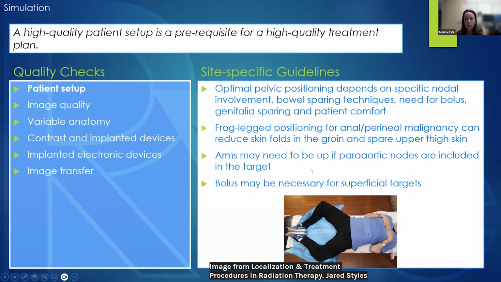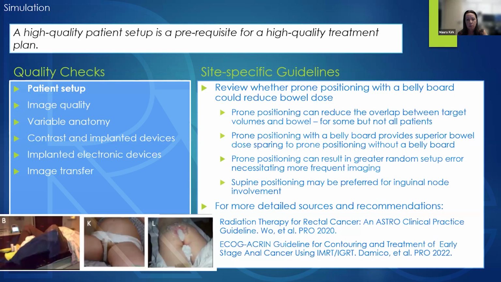The patient's arms may need to be above their head if periaortic nodes are included in the target. In this image of a patient in the frog-leg position, you can see the patient's hands are high on their chest, but their elbow may still come into the path of the beam if you're treating nodes that are higher up, like the periaortic nodes. So it could be better to have the patient's arms up above their head. And then, as we mentioned, bolus may be necessary if you have superficial targets.